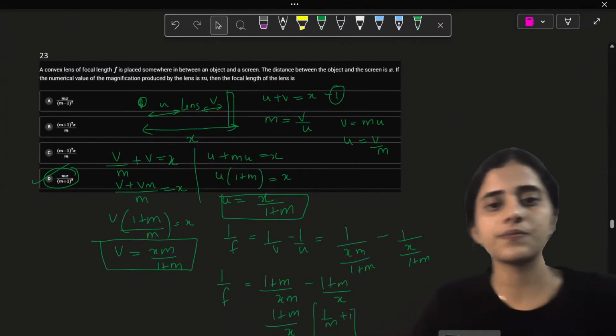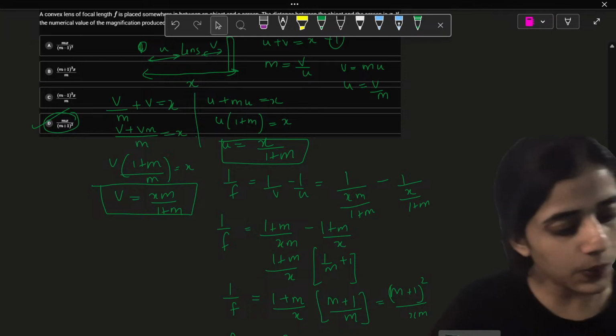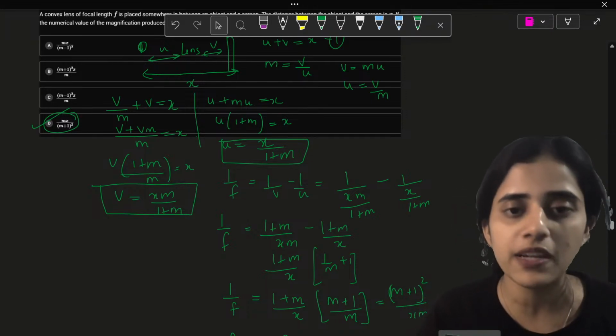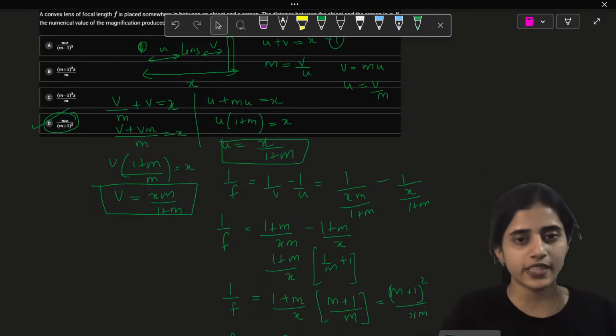Okay, students? Simple substitution, but there are lots of steps. See, I can solve this in a minute, but I'll have to skip lots of steps. So some of you might not understand. That's why I'm doing all steps.